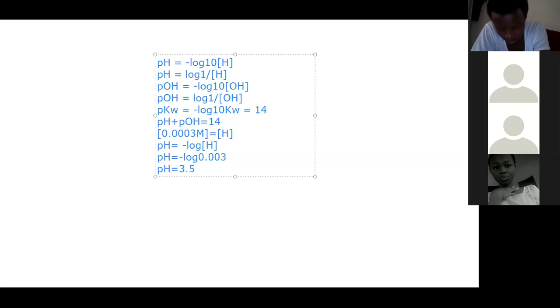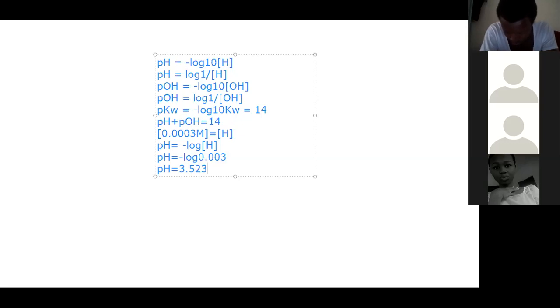3.5. So we are getting this. So this is a pH. Now when you get a pH like this, it's less than 7. So that means this pH is what? So that means this is what? It's acidic, right? Yes, sir, it's acidic.